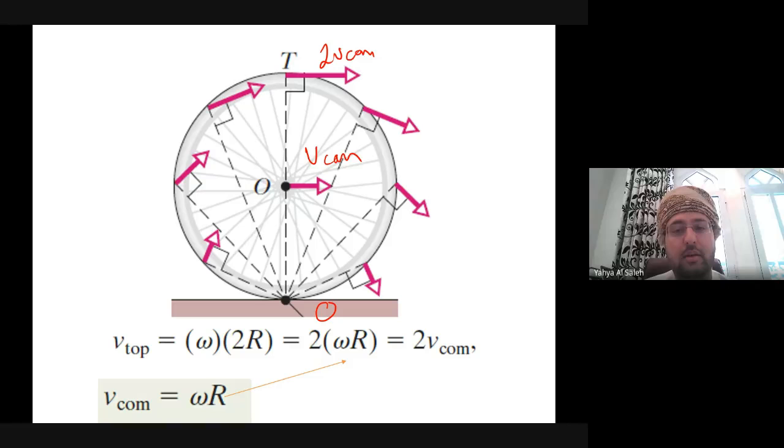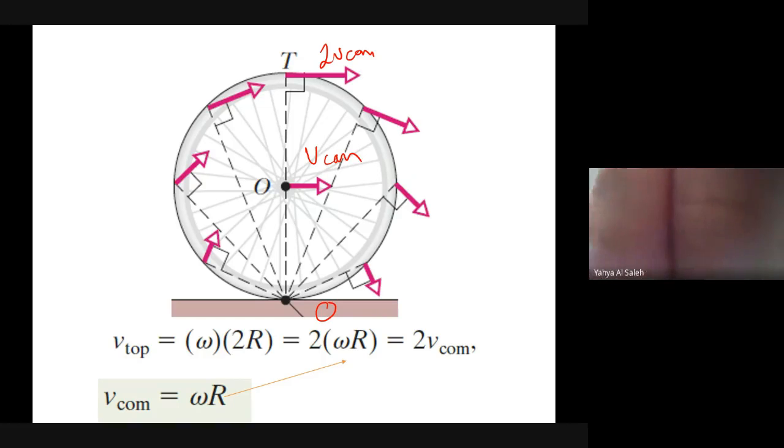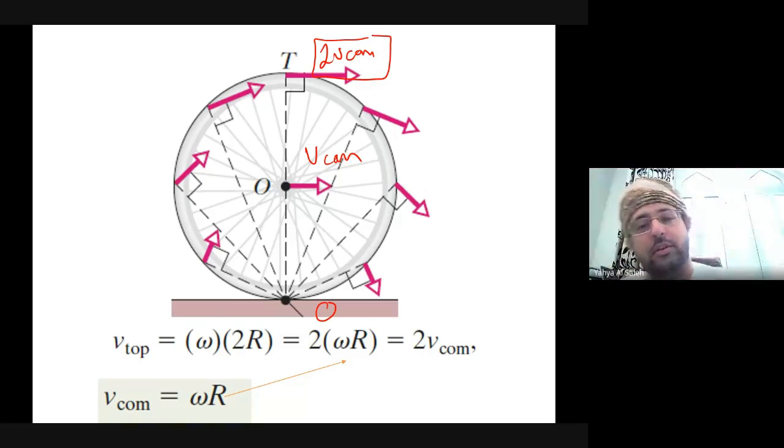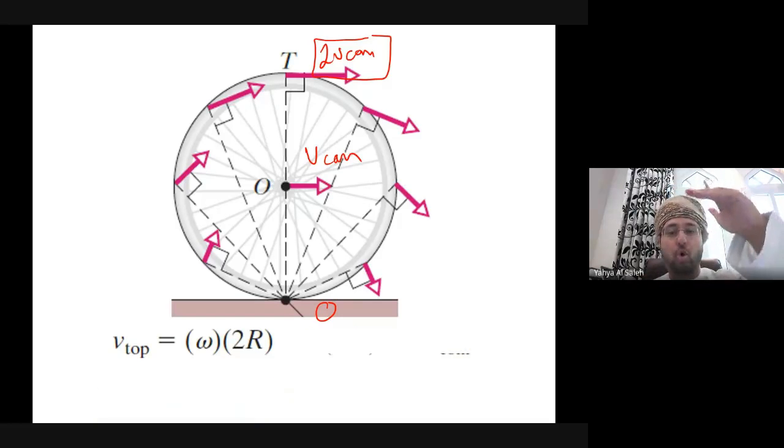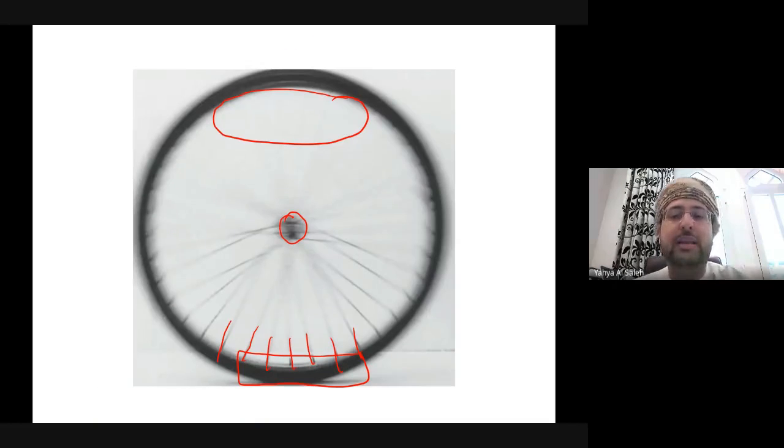Yeah. And you would think that, okay, the solution to this is easy. I am simply going to change the settings so that the shutter opens for enough time to capture 2 VCOM, and then the whole wheel will be equally sharp.